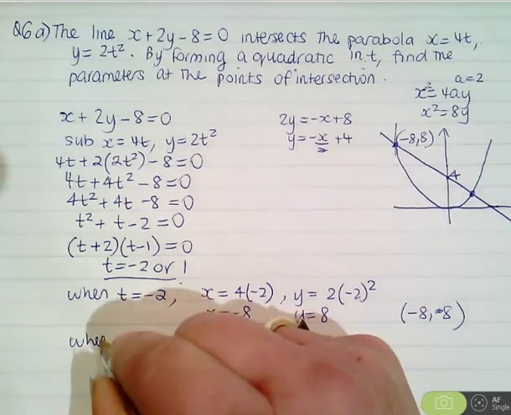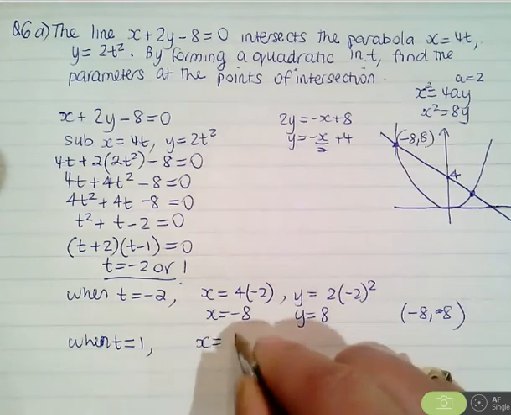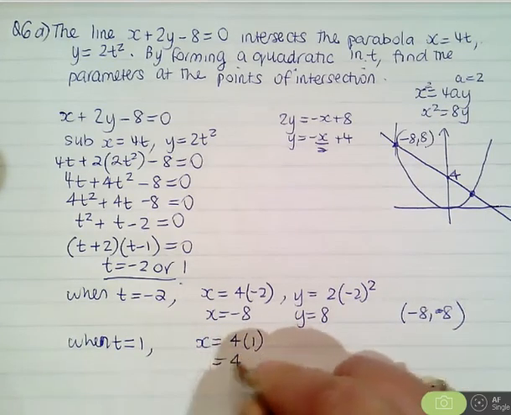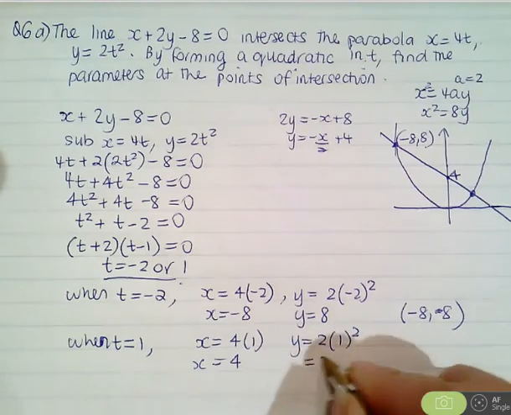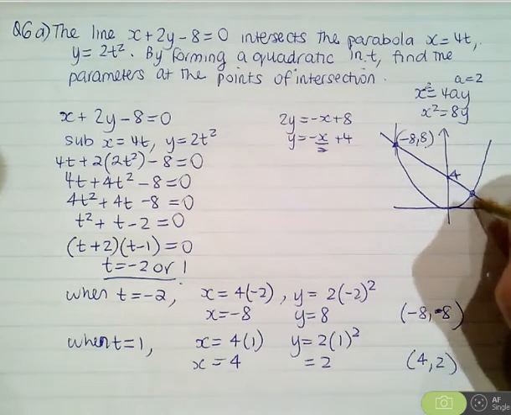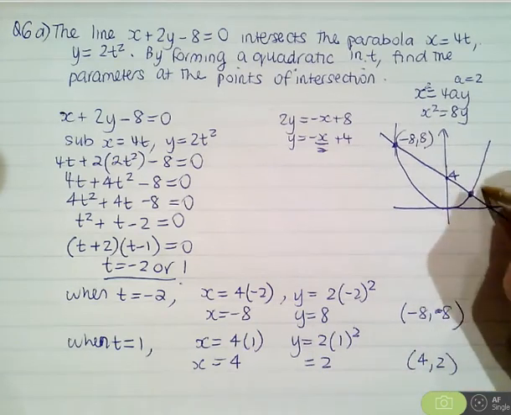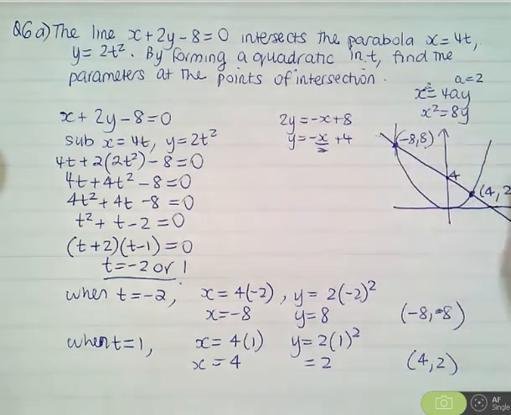And when t is 1, we get that x is 4 times 1, which is 4. And y is 2 times 1 squared, which is 2. Now this is obviously not drawn to scale. This point could be the point (4, 2). I probably should have drawn it a bit flatter like that, but that's okay. All right, so these are our 2 points of intersection.